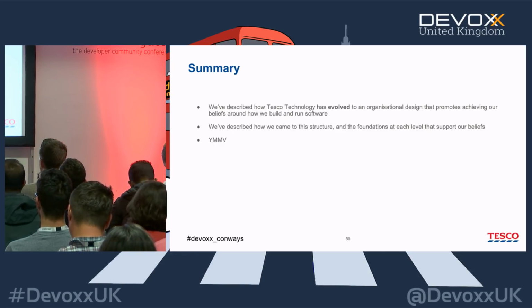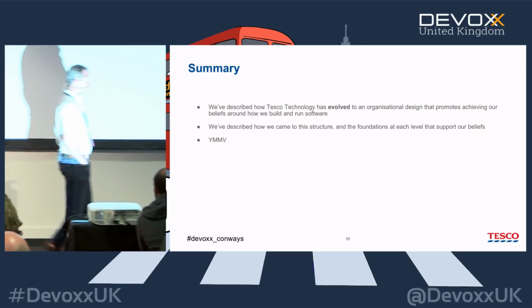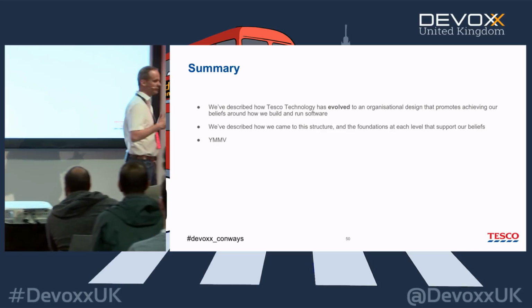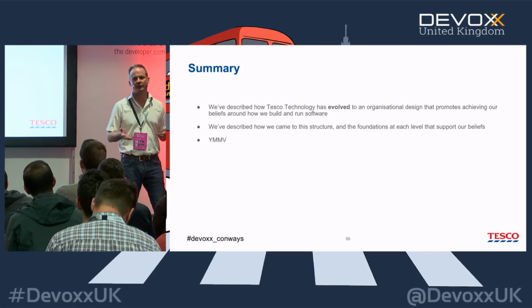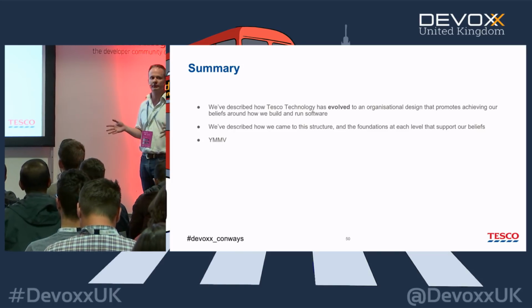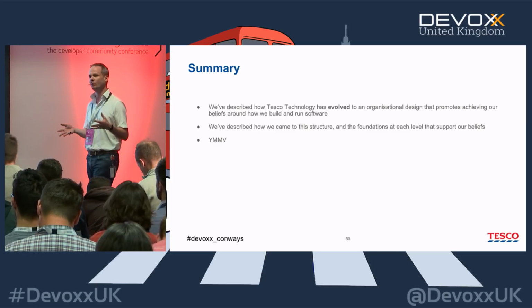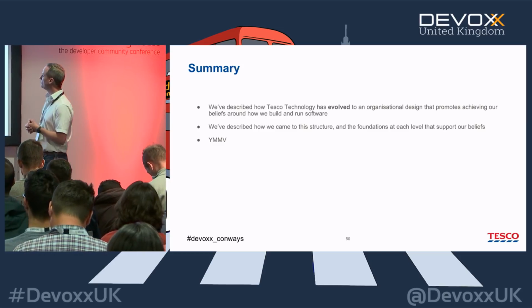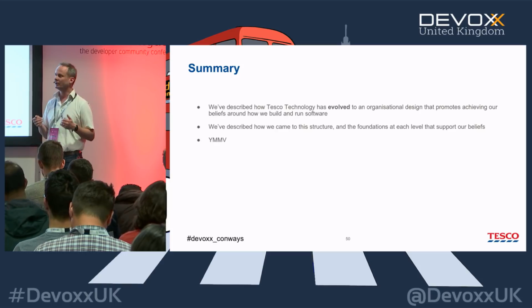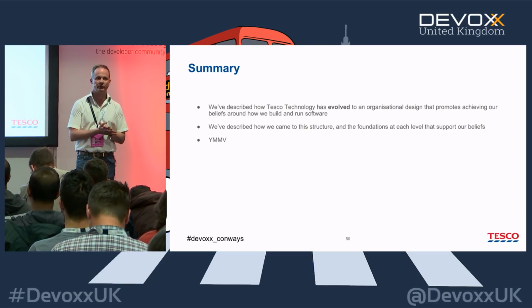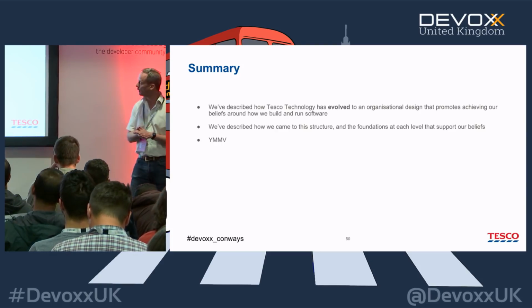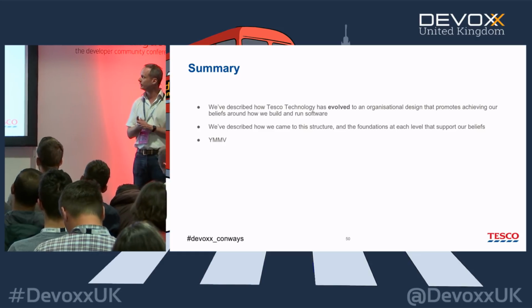We kind of described how Tesco has gone from an organization that was delivering software in a very old-fashioned way over an 8-year period to somewhere where we can rapidly try different ways of delivering software. It's supported our beliefs that you should build the software and run the software. You should run the software you build and build the software you run.